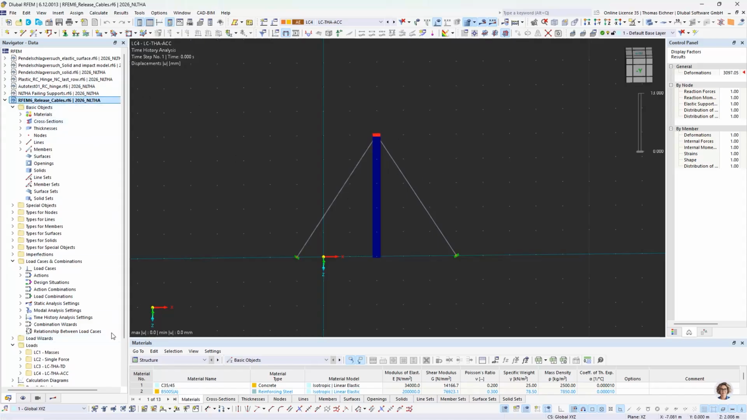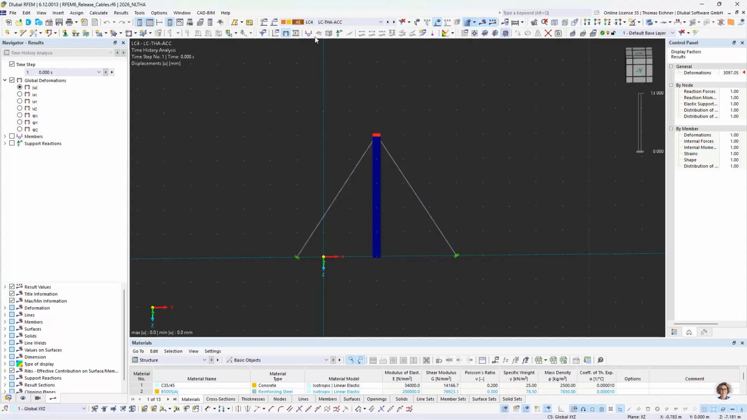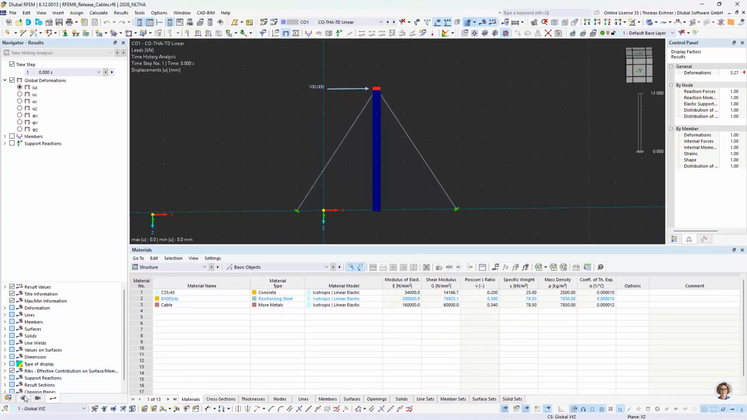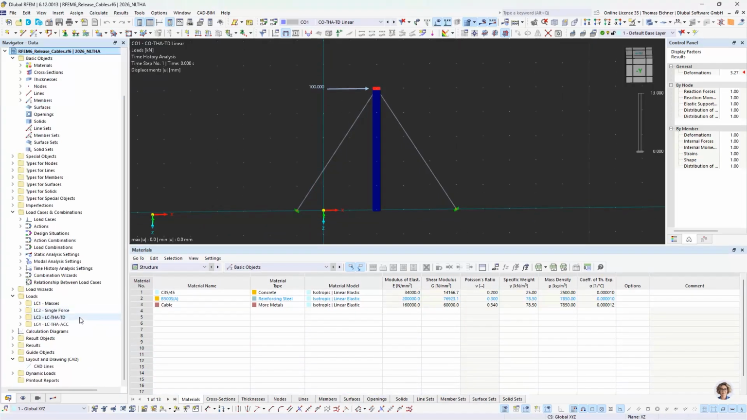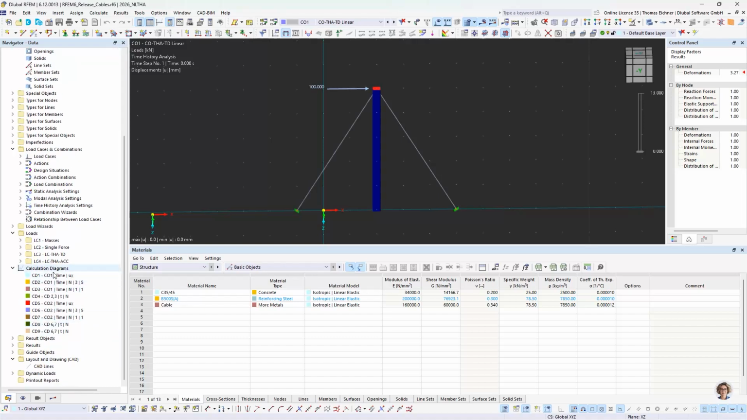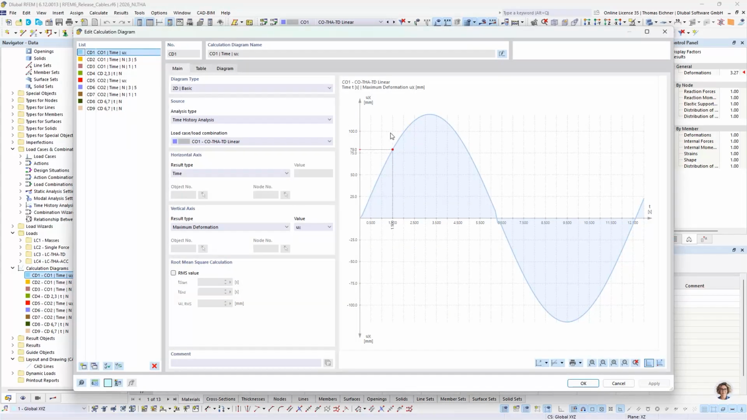Let's go for the results of this time history. We will start with our load combinations linear one. For your information, the best ways to investigate the results is either using these calculation diagrams, which I prepared here already. For example, we can see the maximum deformation in the graph. Just select the time history analysis here, so you can have the result type time here.